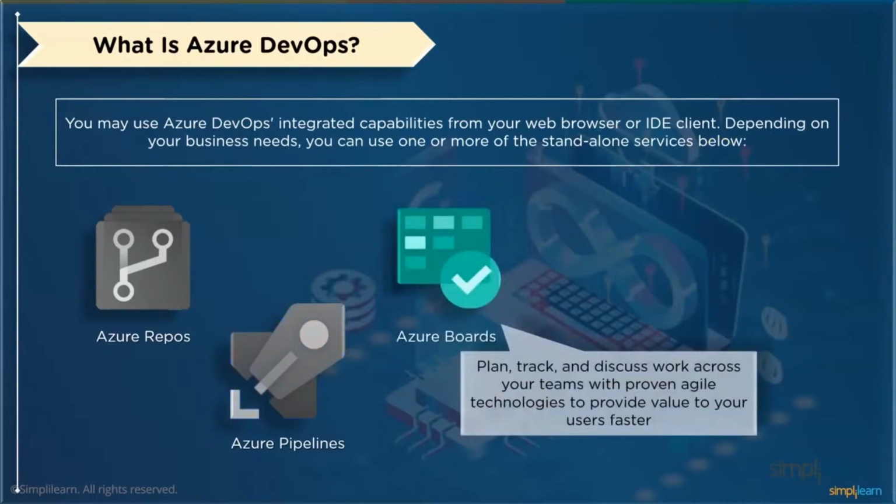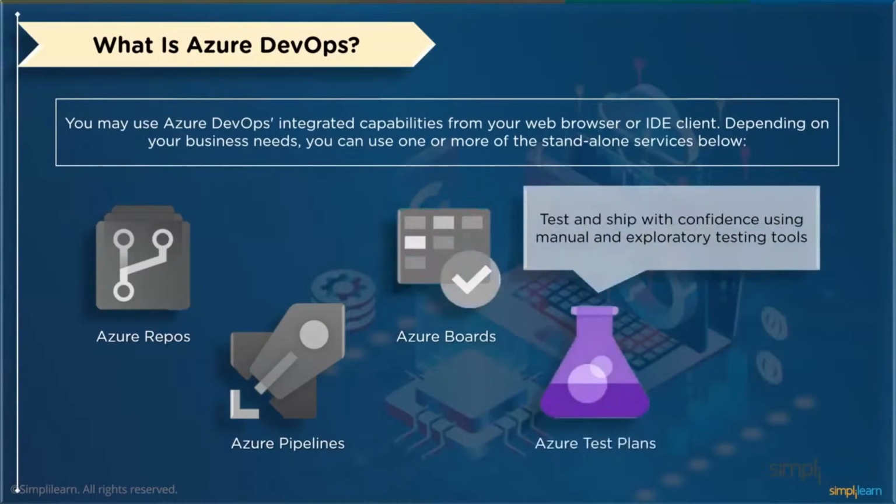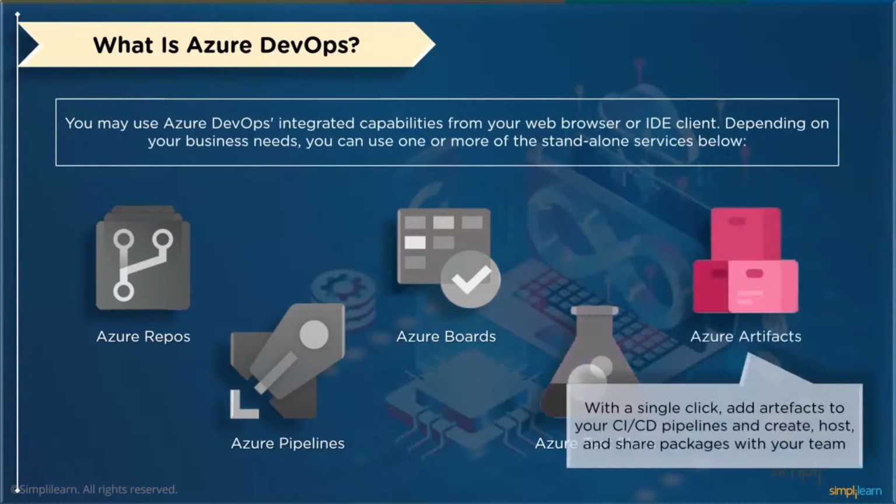Azure Boards. Using Kanban and Scrum methodologies, Azure Boards provides a set of agile tools for planning and tracking work, code bugs, and issues. Azure Test Plans. Manual and exploratory testing and continuous testing are among the options available in Azure Test Plans for testing your applications. And at last, Azure Artifacts. This allows teams to share packages from public and private sources, including Maven, NPM, NuGet, and more, and incorporate package sharing into their pipelines.